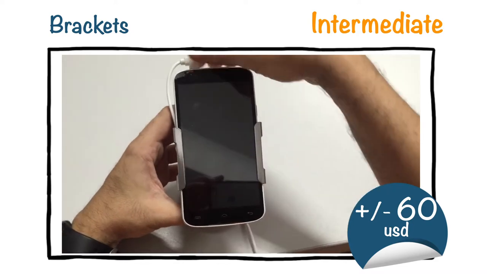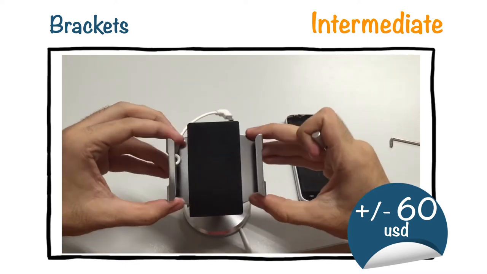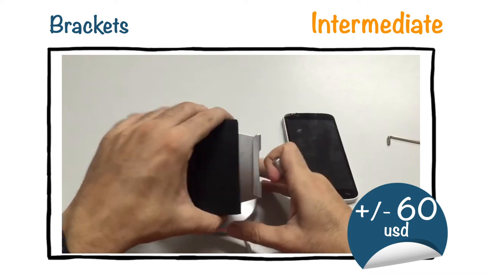Here you can see the lateral movement of the grips. The black base also rises, so you can adjust the space to the right thickness of the mobile device.